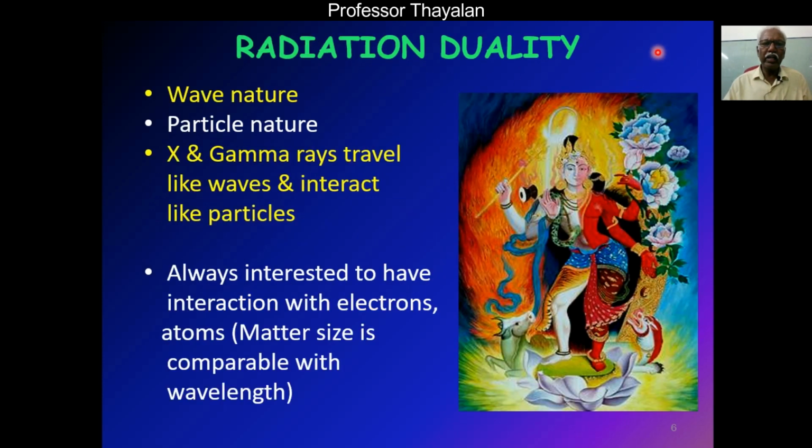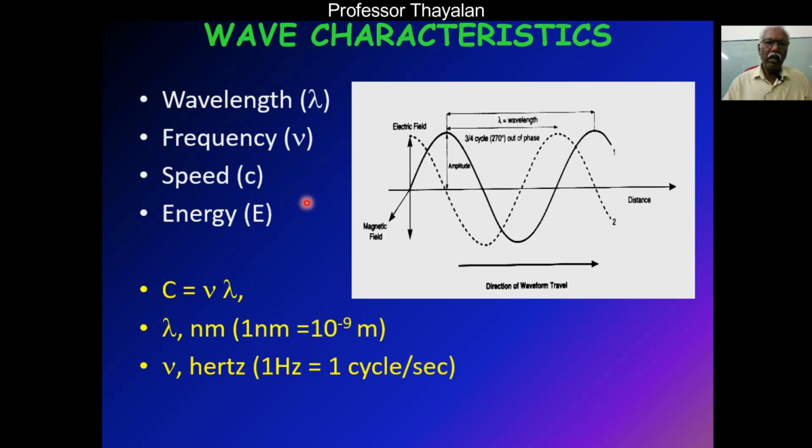Radiation has duality. That means it has wave nature and particle nature. X and gamma rays travel like waves and interact like particles. Mostly, they interact with electrons and atoms whose size is comparable with the wavelength. Mostly, the X and gamma rays wavelength is in nanometers. So, matter having nanometer size is more probable for interaction.